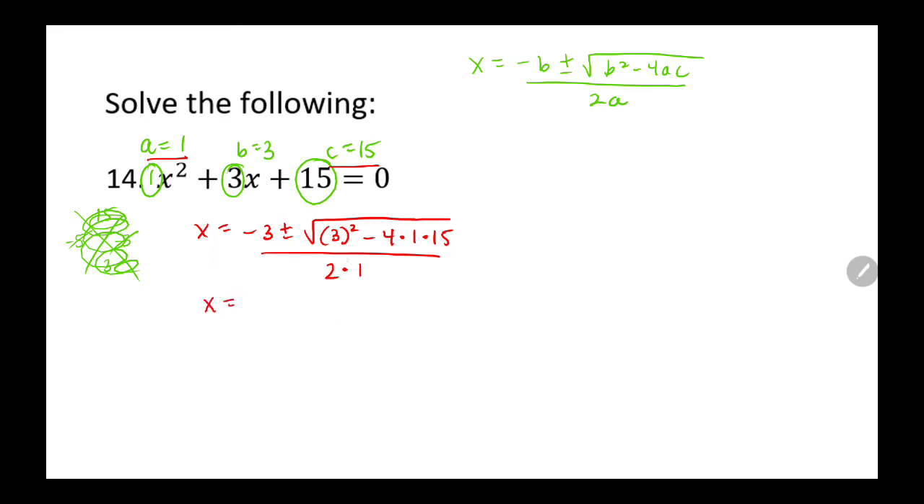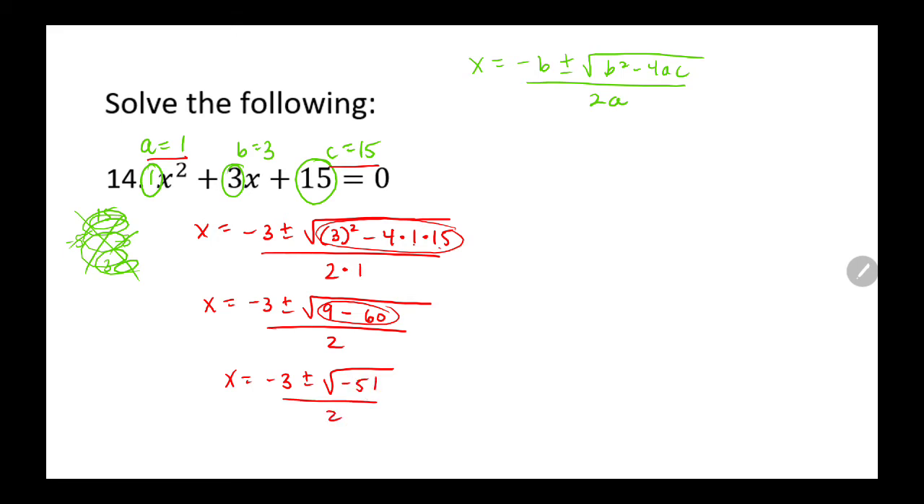Okay. So negative 3 plus or minus. Now we're simplifying inside of our square root. 3 squared, that's 3 times 3, which is 9, minus 4 times 1 times 15 is 60, all over 2. We have more simplifying to do. Negative 3 plus or minus, well, 9 minus 60 is negative 51, all over 2.